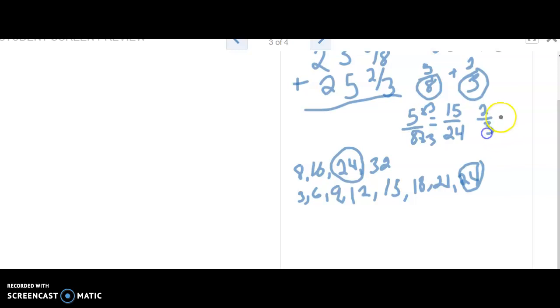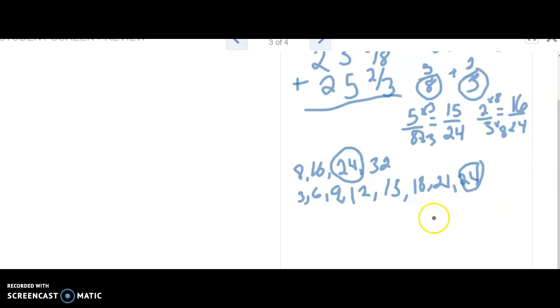Then I'm going to go to my next fraction, 2/3, and I need to make that into an equivalent fraction that has 24 as the denominator. So how will I get from 3 to 24? Well, I'm going to multiply times 8, and whatever I do on the bottom, I have to do on the top. So I'm going to multiply 2 times 8. And notice 8 over 8 is that fancy form of 1. So 2 times 8 is 16.